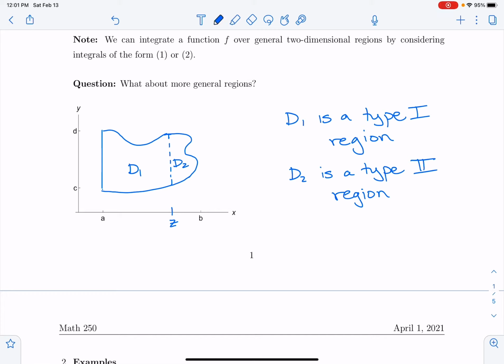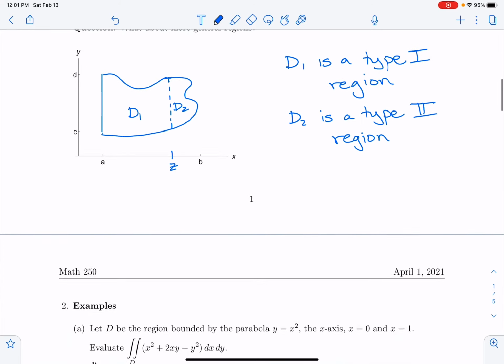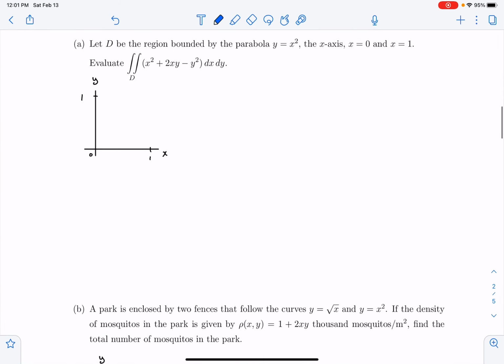Okay, now that we have these more general regions, let's look at a couple examples. Our first example says, let D be the region bounded by the parabola y equals x squared, the x-axis, x equals 0, and x equals 1. So I'm going to draw y equals x squared. And then I know it's bounded by the x-axis, x equals 0, which is just the point there, and then x equals 1.